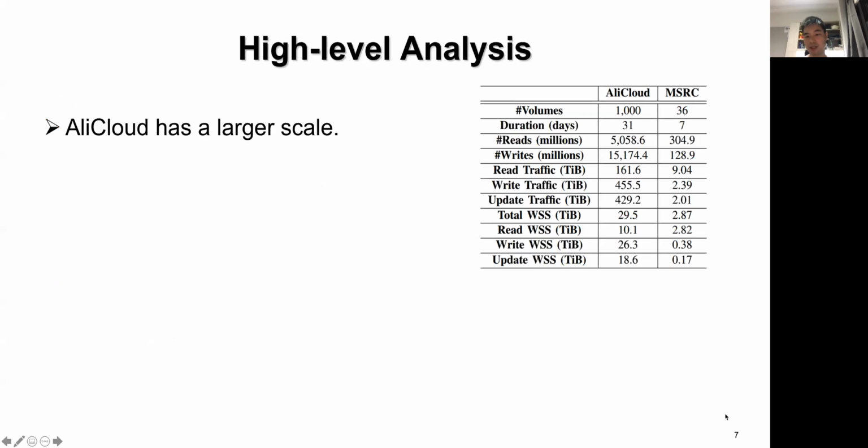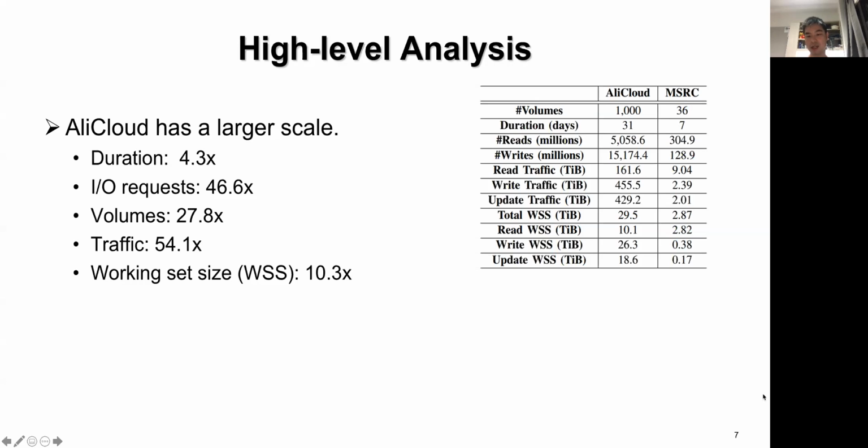We provide some basic analysis to compare the two traces from a high-level perspective. The table shows the basic information of the two traces. The reads and writes are measured as the number of read or write requests. The working set size is the amount of unique data accessed by the requests. It indicates how much disk space is actually used by the applications. AliCloud has a larger scale in terms of the duration, the number of I/O requests, the number of volumes, the amount of I/O traffic, and the working set size of the volumes.